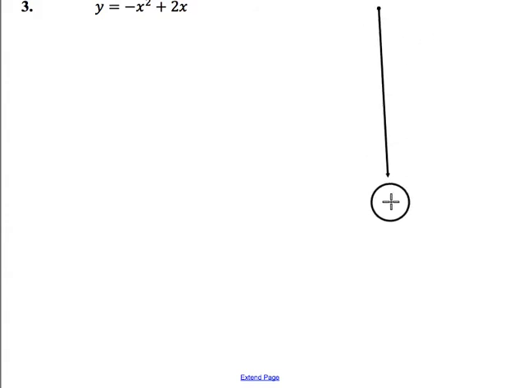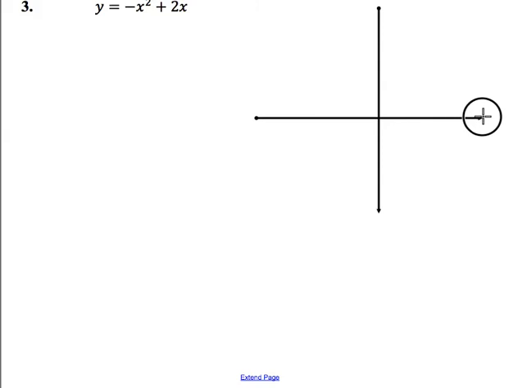Let's try this one. It's okay. Okay, there's our graph when we're ready for it.